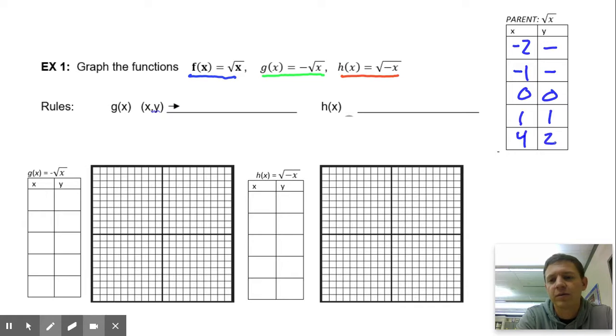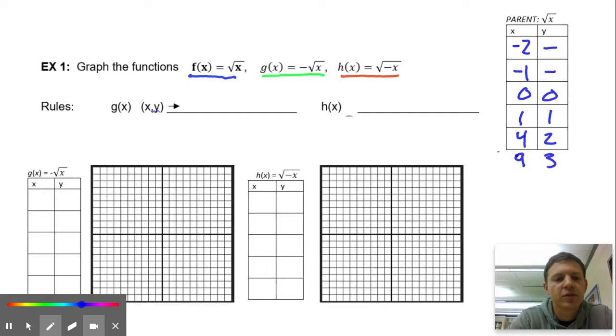You want to include another one? Might not be a bad idea. Next number that works is 9. Square root is 3. And then I'm just going to write my rules. For g of x, our negative is outside of the square root. And if you look back onto our previous slide, that should tell us that all that does is change the y.